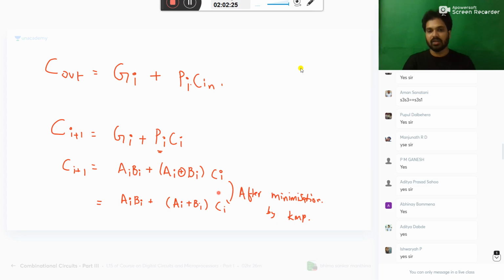Yeah, that's all. But in a systematic way, you can write it like this. It is AB plus BC plus AC only, but we write it in a different way to get a clear picture now, because this is the basic requirement for your carry look-ahead adder.